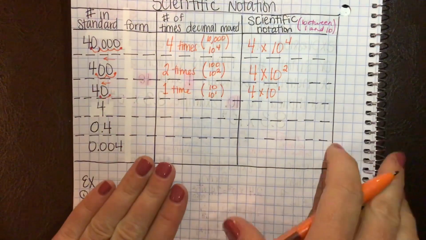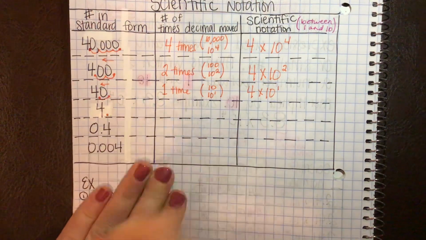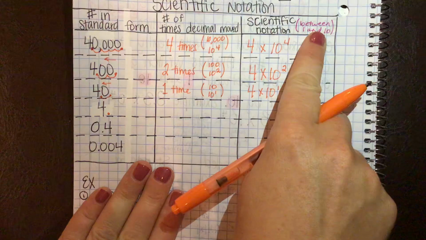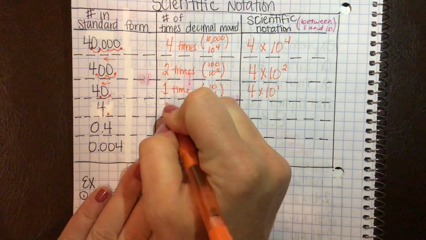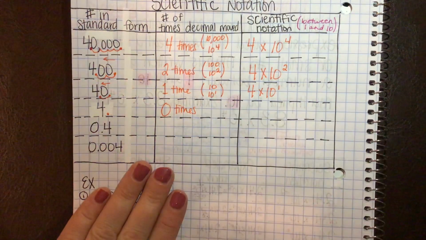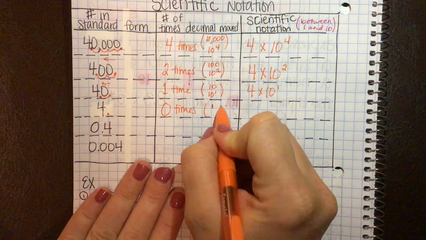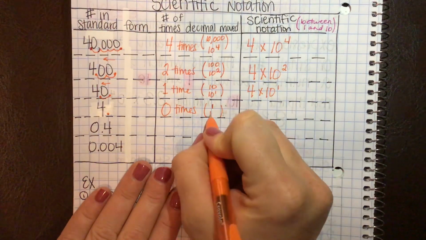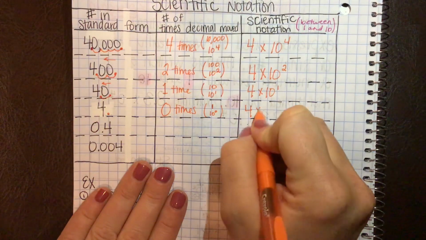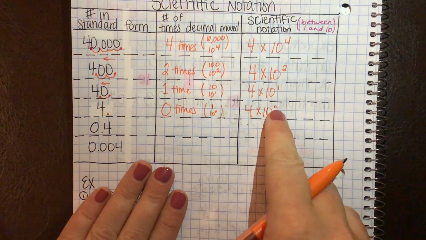Okay, ignore these examples down here for right now. Okay, now the decimal's right here. This is 4. It's already a number between 1 and 10, so I'm going to move it 0 times. So I'm just going to multiply 4 times 1, which would be 10 to the 0 power. So it'd be 4 times 10 to the 0 power. Remember, anything to the 0 power is always 1.